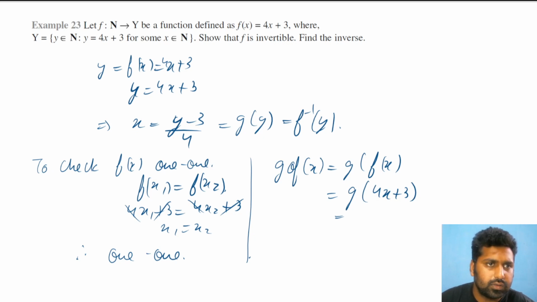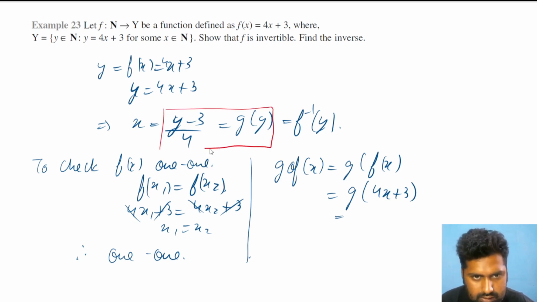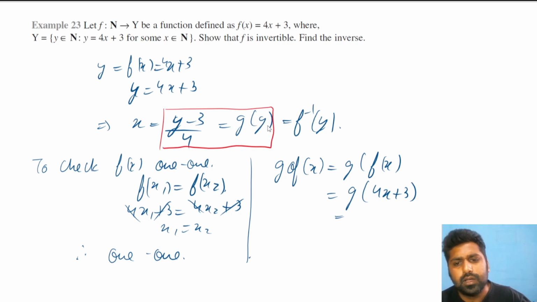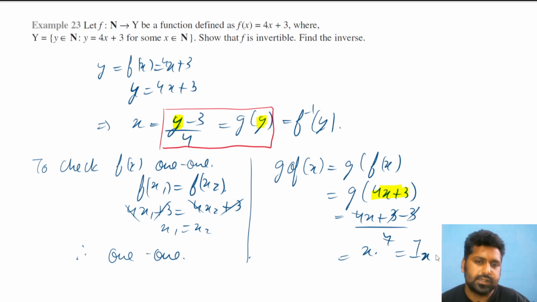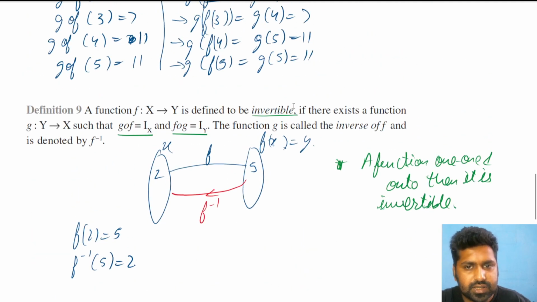Right now this is g of y, I will say. So replace each y with 4x plus 3. That means this y will be replaced by 4x plus 3. So 4x plus 3 minus 3 upon 4. 3 cancels, 4x by 4 cancels. You can see gof of x becomes only x. This is called the identity function in x. And now I can say, yes, as per the definition, its inverse exists. This is the definition: there exists g such that gof is the identity function of x and fog is the identity function of y.